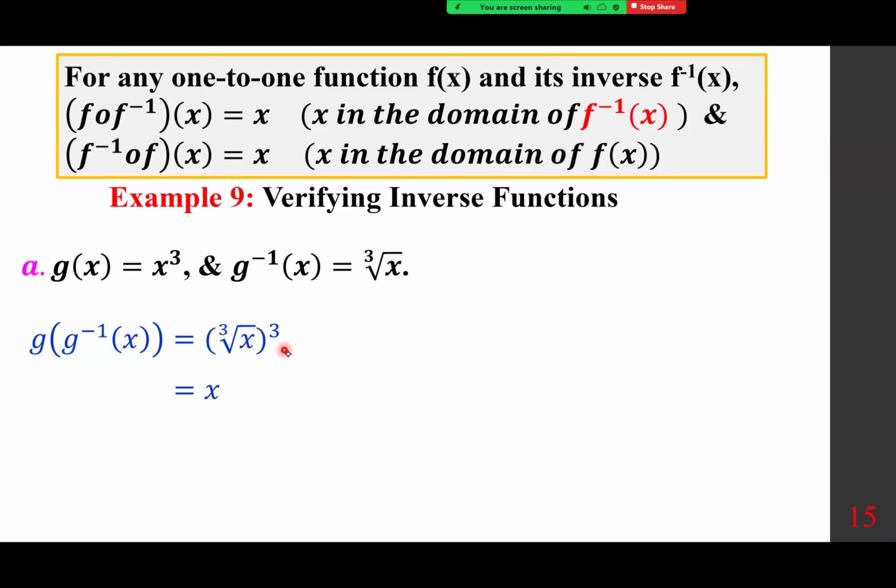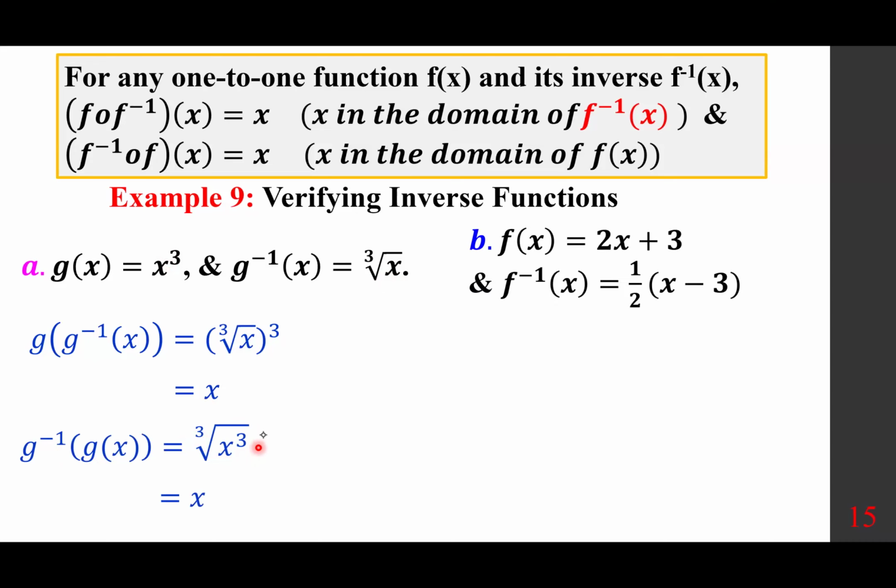I don't have to go the second route, but let's quickly do that. G inverse of g of x. That means put this one in here. As you can see, cube root of x cubed is also x. So both are easy to verify. Again, you don't have to do both. One is good enough.